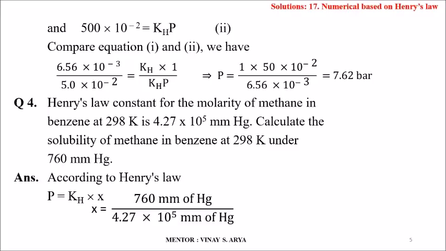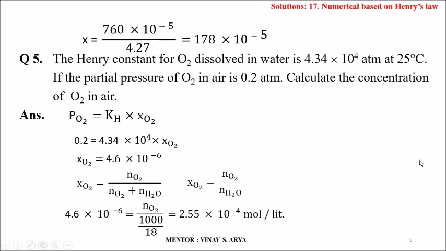Numerical 6 says Henry's law constant for the molarity of methane in benzene at 298 Kelvin is 4.27 into 10 to the power 5 millimeter of Hg pressure. Calculate the solubility of methane in benzene at 298 Kelvin under 760 mm of Hg. So according to Henry's law, P is equal to KH into X. X is equal to 760 mm of Hg upon 4.27 into 10 to the power 5 millimeter of Hg pressure.